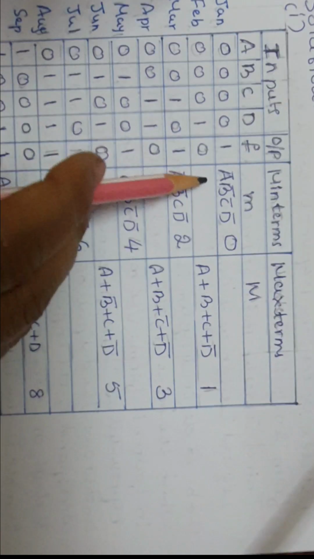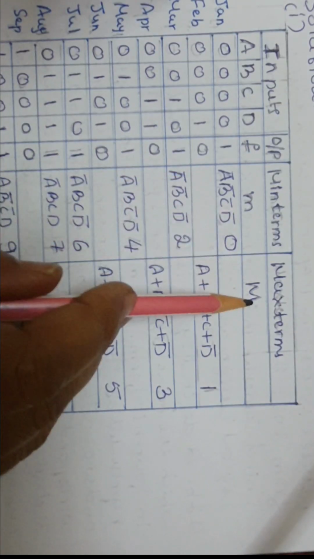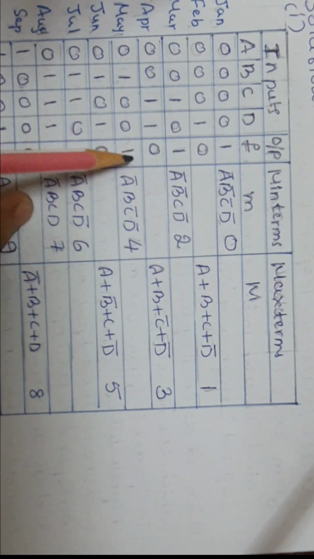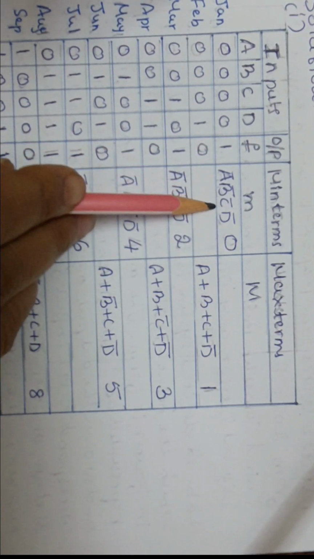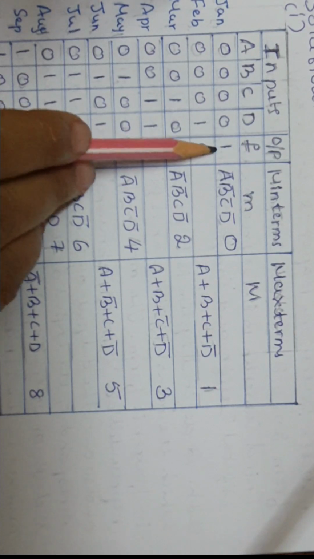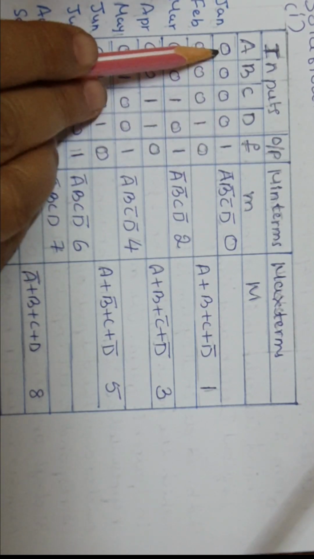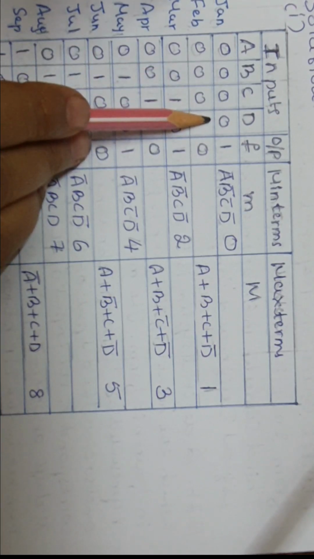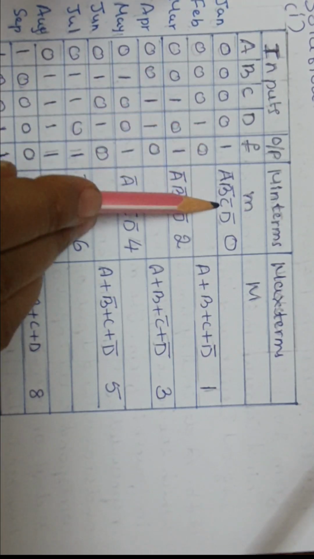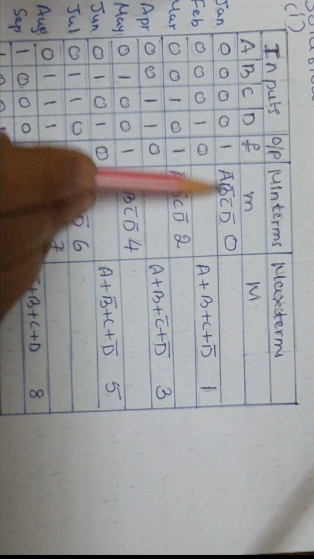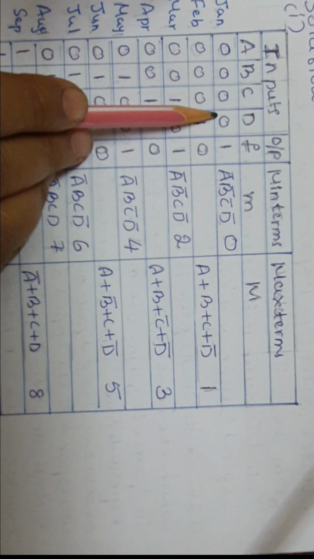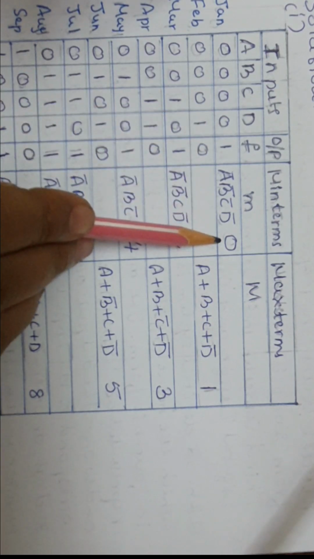Okay. Next, how to write min terms and max terms. For writing min terms, we have to consider where the output is 1. And there we should write product terms. So the output is 1 here. So here it is A bar, B bar, C bar, D bar. All the inputs are 0. Hence A bar, B bar, C bar, D bar is written. And these 4 bits with all zeros represent decimal 0. Hence the min term number is 0.